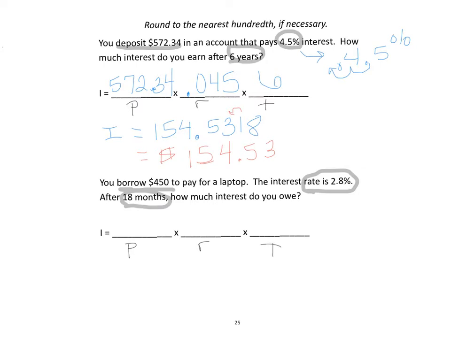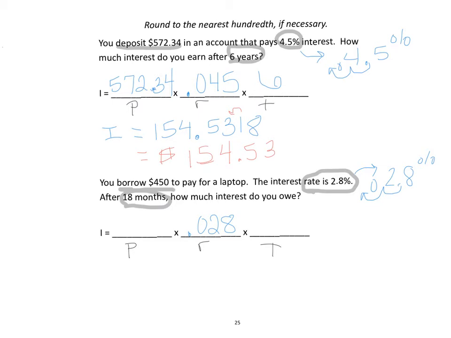We see interest rate is 2.8%, but we know that if it's a percent, it's going to be the rate. So 2.8%, move it 1, 2 places to the left and fill in a 0. So our rate is 0.028.